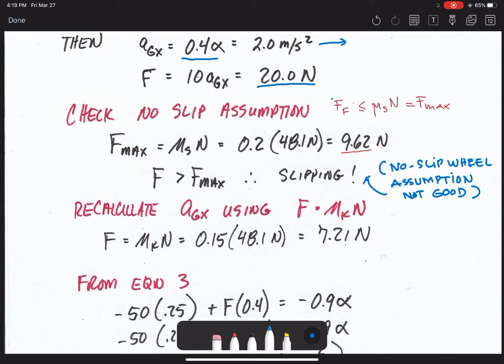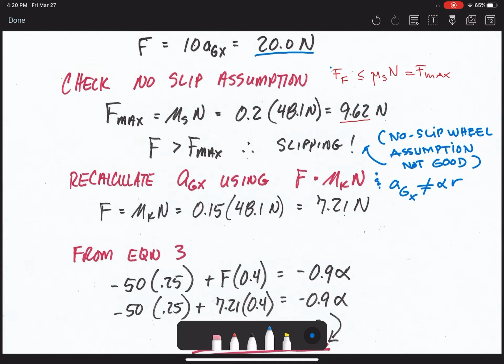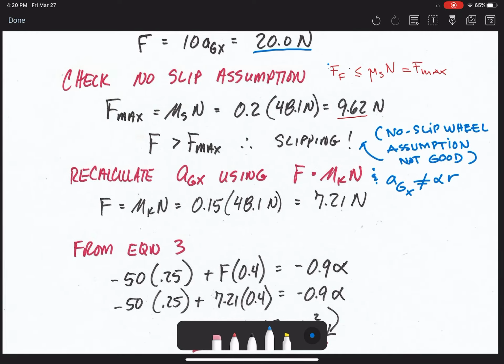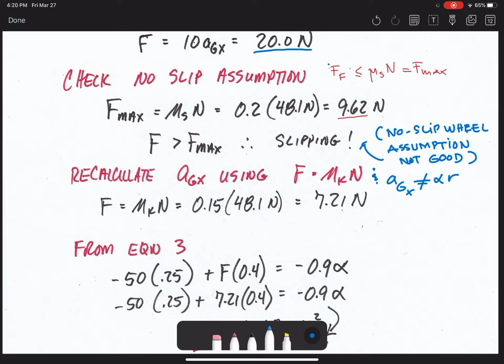So when the wheel slips, F equals mu sub K N, and ATX is not the same as alpha R. Keep that in mind. So why is that? Go to note number 2, force acceleration 1. You will have a review of that. Or go back to rigid body kinematics 2. You have the slip or no slip wheel scenarios.